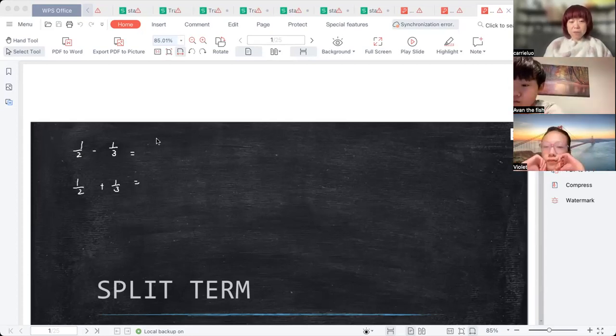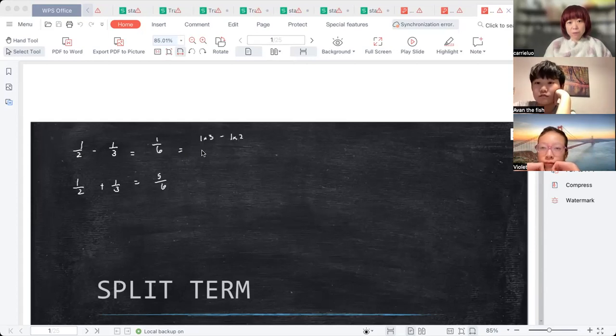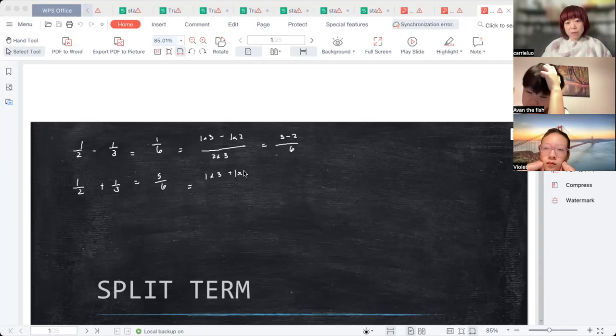Okay, so I think very easy, right? You know, the first answer is 1 over 6 and the second one is 5 over 6, right? But Evan and Violet, I want you to show me how you get 1 over 6. So it is 1 times 3 minus 1 times 2 over 2 times 3, right? So that's why 3 minus 2 over 6 equals 1 over 6. Correct, Violet? And the second one is 1 times 3 plus 1 times 2 over 2 times 3. And the answer is 3 plus 2 over 6. So that's why it's 5 over 6.